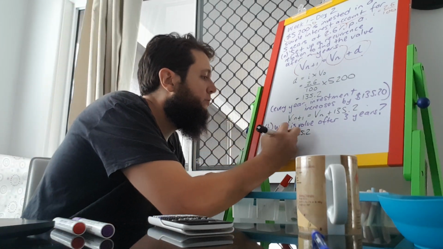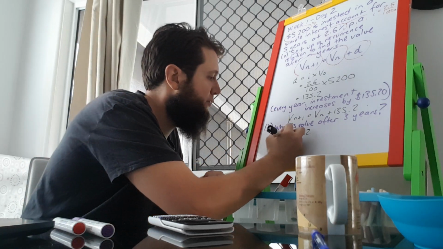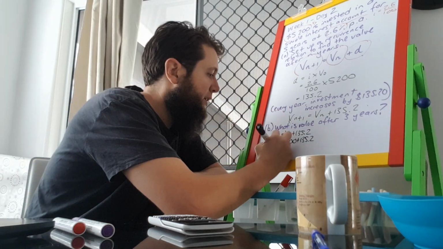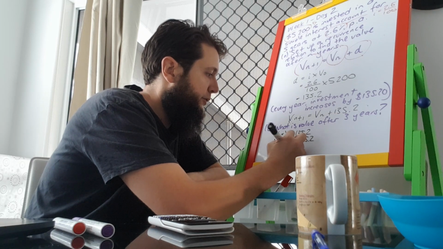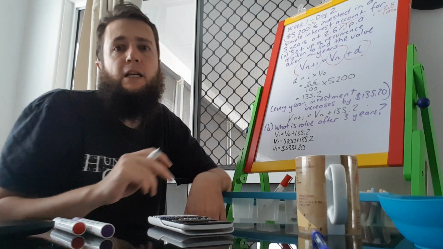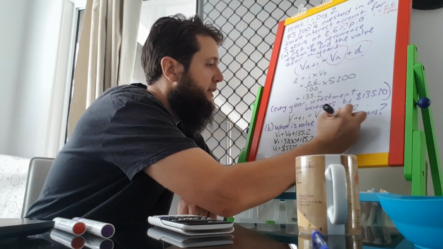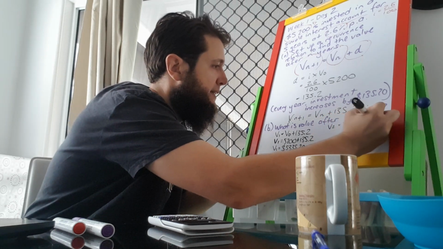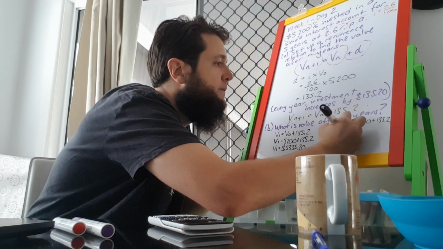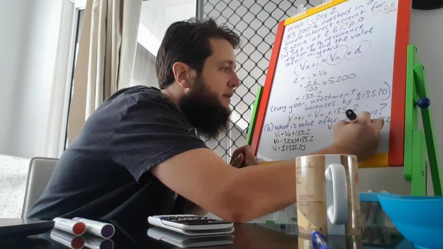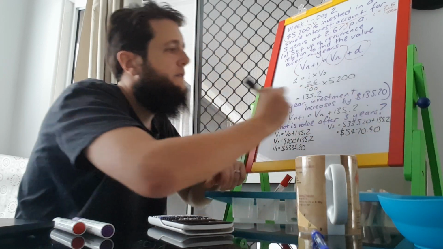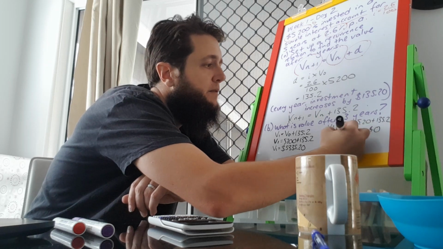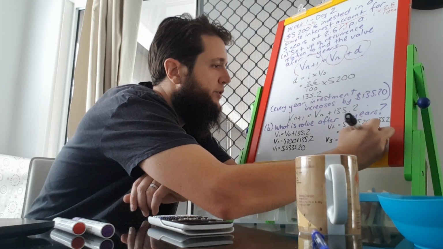So the initial amount was 5,200 and it'll go up by $135.20. So the value at 1 year will be 5,335.20, and we continue that. At the second year, it'll be the first year again, the value at the first year plus another 135.20. So it's going to be 5,470.40. The value at the third year then will be the value at the second plus another 135.20.